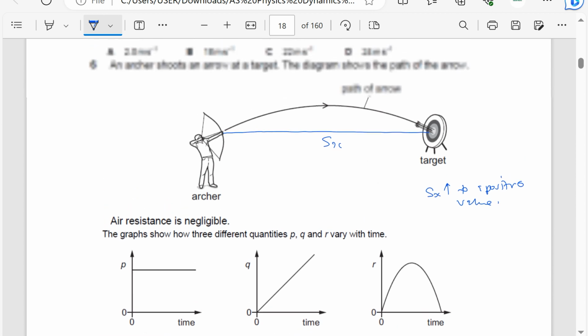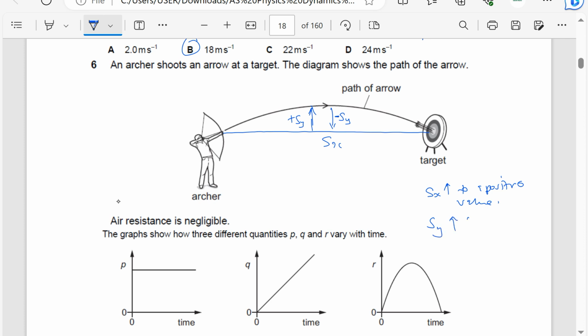But then, this is the horizontal displacement. The vertical displacement will increase to a positive value and then it goes to a negative value. So S in the vertical increases, then decreases to 0. So S in the vertical increases to a positive value, and then increases to a negative value, so the resultant will be 0. So Sy will first increase to a positive value, then it will decrease to 0. So total displacement will be 0 in the vertical.